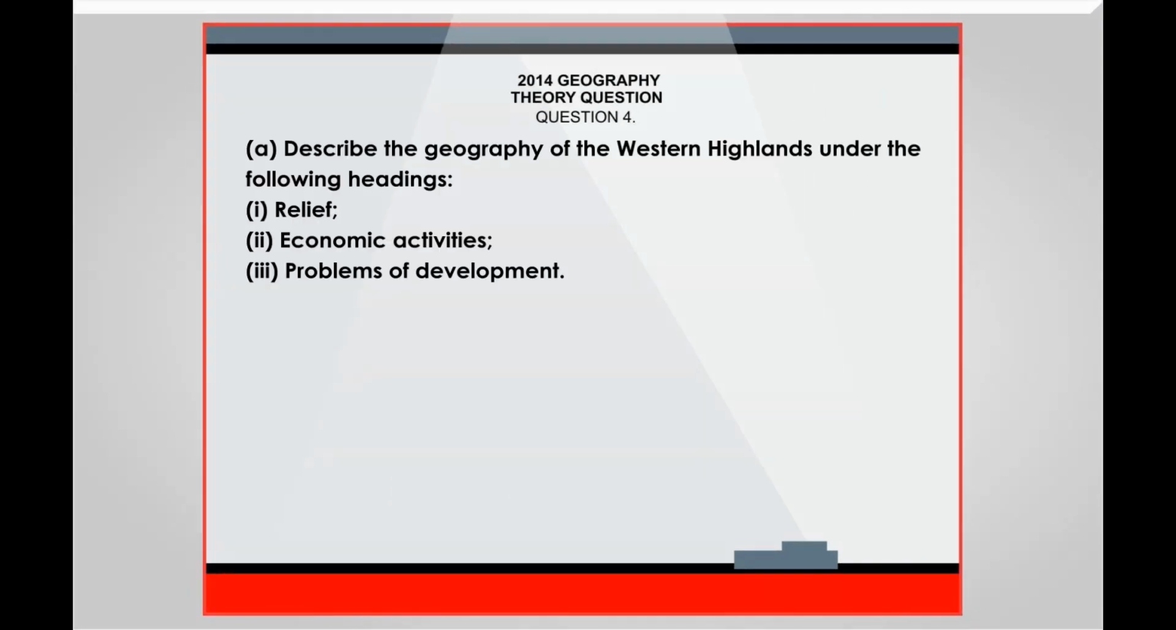Question 4. Describe the geography of the Western Highlands under the following headings. I. Relief. II. Economic activities. III. Problems of development.